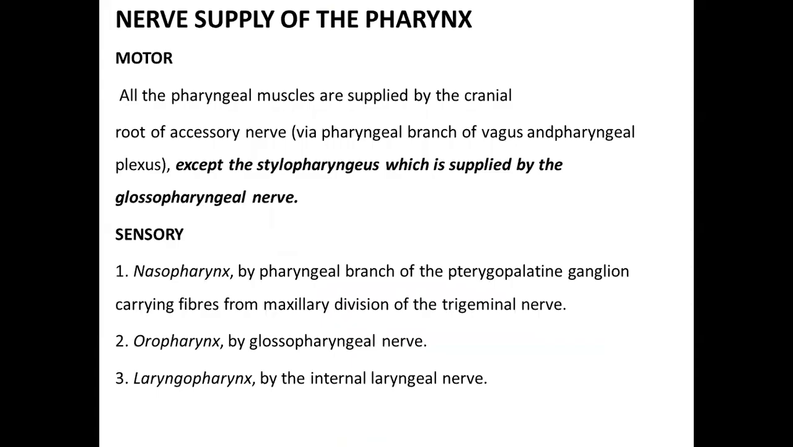After this, another important viva question, that is the nerve supply of pharynx. So obviously, when you talk about the nerve supply of any area, we should know the motor as well as the sensory nerve supply. So talking about the motor supply, all the pharyngeal muscles are supplied by the cranial root of accessory via the pharyngeal branch of vagus and the pharyngeal plexus, except the stylopharyngeus muscle, which is supplied by the glossopharyngeal nerve. As I've told you that glossopharyngeal nerve एक ही muscle को supply करती है body में, that is the stylopharyngeus. बाकी all the muscles of the pharynx are supplied by the cranial root of accessory via pharyngeal branch of vagus. This is another viva question.